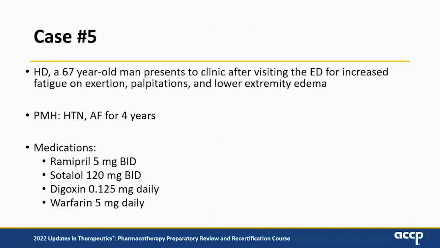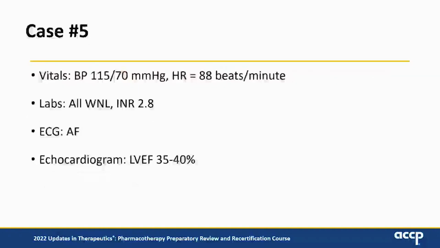And then our final AFib case, HD, a 67-year-old man. He presents to the clinic after he went to the ED for increased fatigue on exertion, palpitations, and lower extremity edema. We know he has AFib. He's had it for 4 years. He also has a history of hypertension, and his current medications are ramipril, sotalol, digoxin, and warfarin. His blood pressure is 115/70, heart rate is 88. His labs are normal, including an INR at goal of 2.8, and his ECG shows AFib.